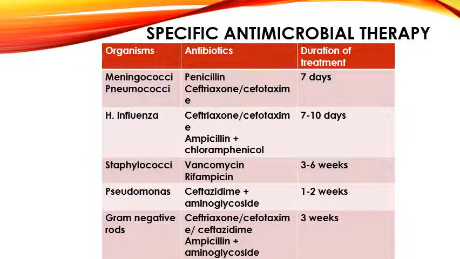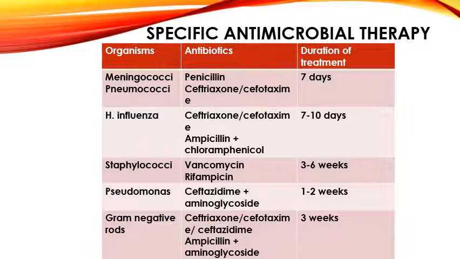Once you have confirmed that you are dealing with a patient with bacterial meningitis, this is specific antimicrobial therapy for specific organisms. You will see the duration of treatment for specific organisms also. Say for example in meningococci and pneumococci, the preferred antibiotics are penicillin, or you can use third generation cephalosporins, and the duration of treatment is for 7 days. But when you are not able to specify which organism is causing the meningitis, you have to give the treatment for 10 to 14 days.